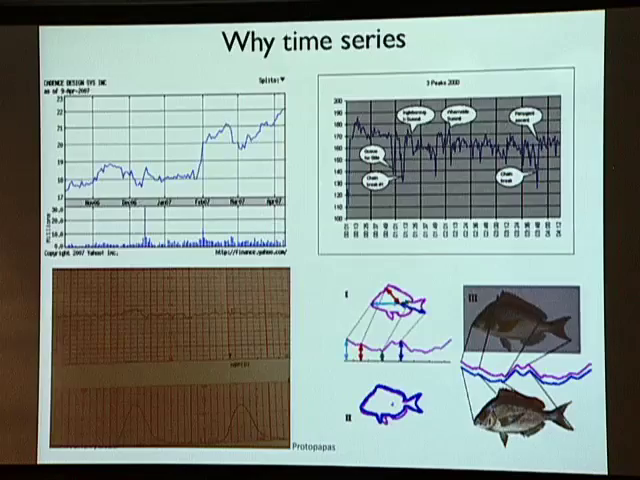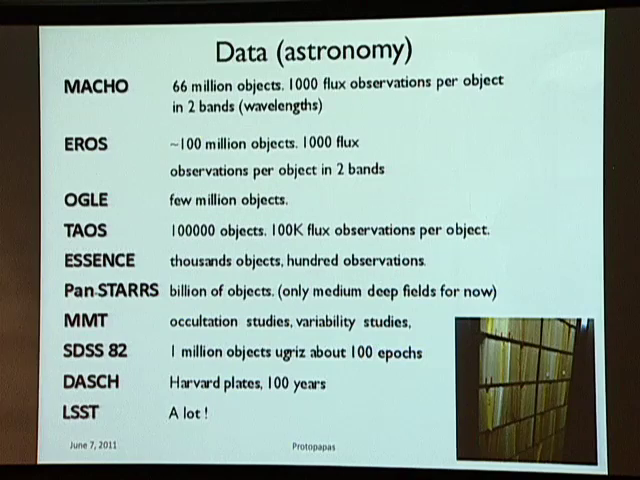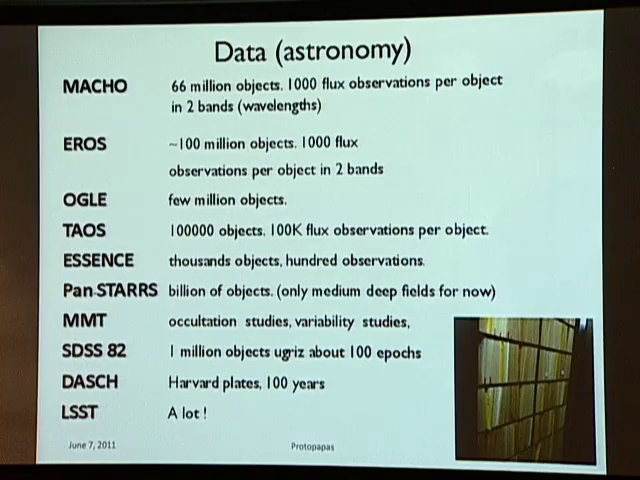So we've been collecting data for some time. Just want to mention, we started with MACHO and EROS, OGLE, this is solar system data. And nowadays we've started collecting Pan-STARRS data. People seem to forget Pan-STARRS is going on, but there's a lot of data coming in and we're struggling to keep up. I said LSST is going to be a lot. We're just far from there, don't worry about that.